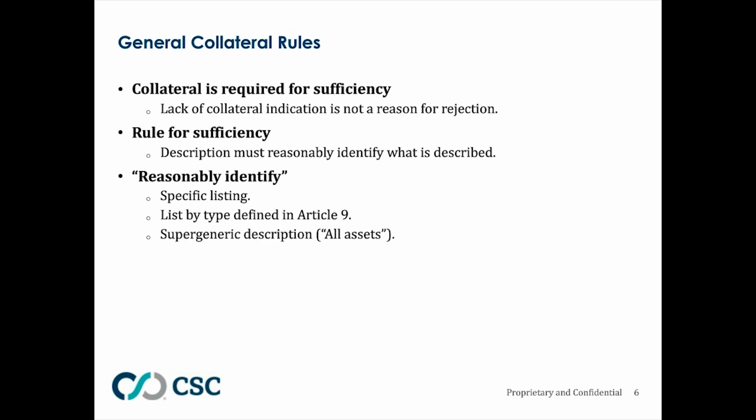It can be a bulldozer, serial number 1234, model JD350, very specific identification of particular items. But it can also be by type. It could be equipment, inventory, consumer goods. There are all sorts of different defined collateral types in Article 9. As long as it's a type of collateral defined in Article 9, that's a sufficient description. It can even be a supergeneric description, such as all assets or all personal property of the debtor.